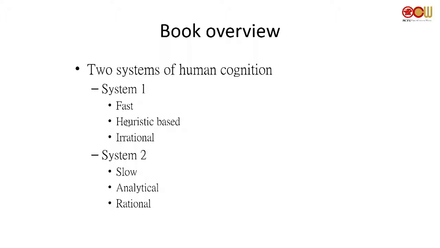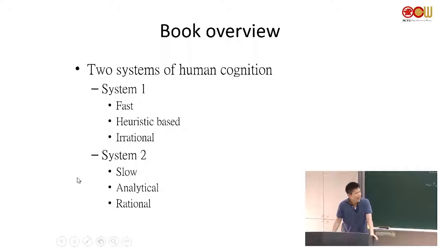And that kind of cognitive system, we just call it System 1, is fast and is heuristic based. It is not logic based, okay? And is not rational. Okay? Usually when we are facing a danger, when we have to make a quick decision, then we tend to rely more on System 1. Okay? And System 2 is slow and analytical and rational.